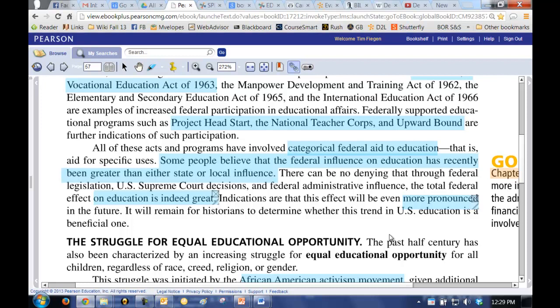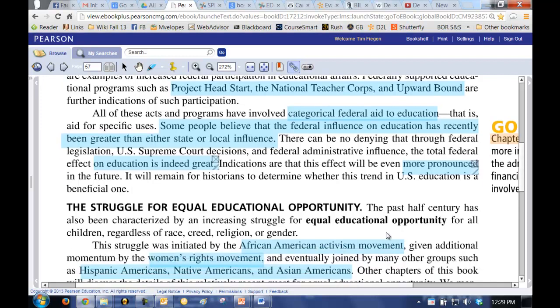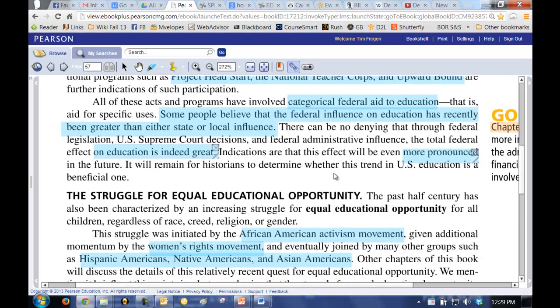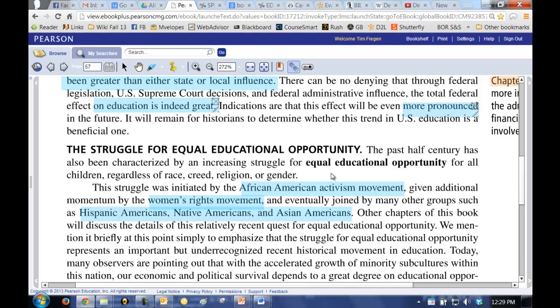Money. If they give us money, we'll do whatever they say. We'll take prayer out. We'll take soda out. We'll change our lunch programs. We'll change the day. We'll change the curriculum. Whatever the feds tell us, as long as the money keeps coming. We leave it for historians to determine whether this trend in U.S. education is a beneficial one. And thank you for them to acknowledge that. And that is giving control to the feds. I didn't mean to get that cranked up about it, but I did.